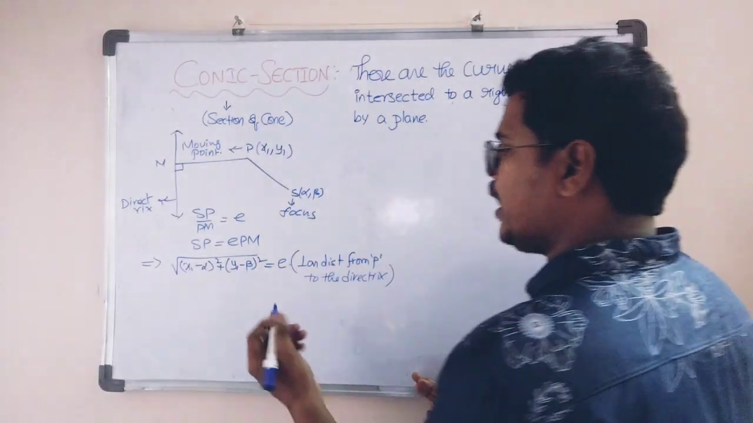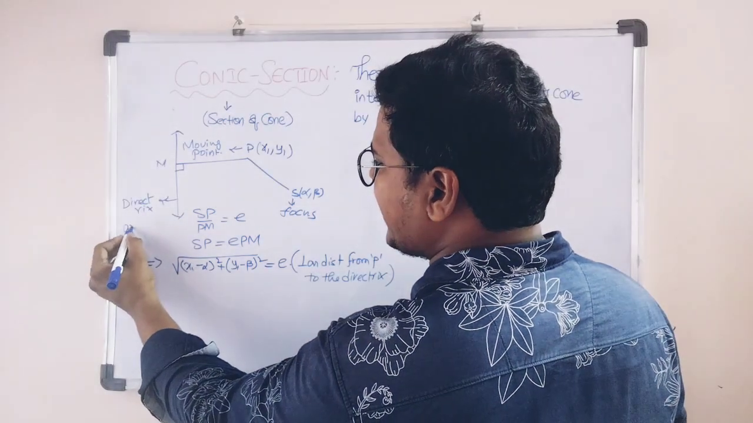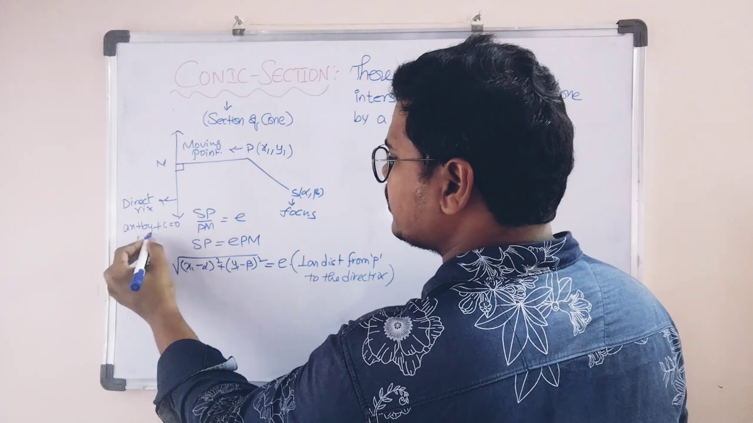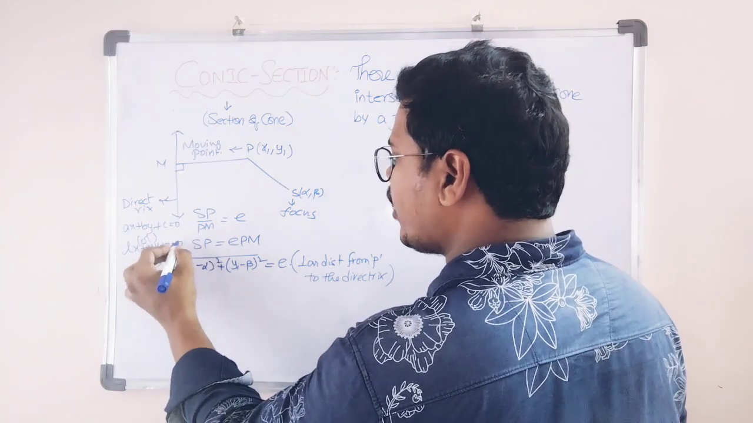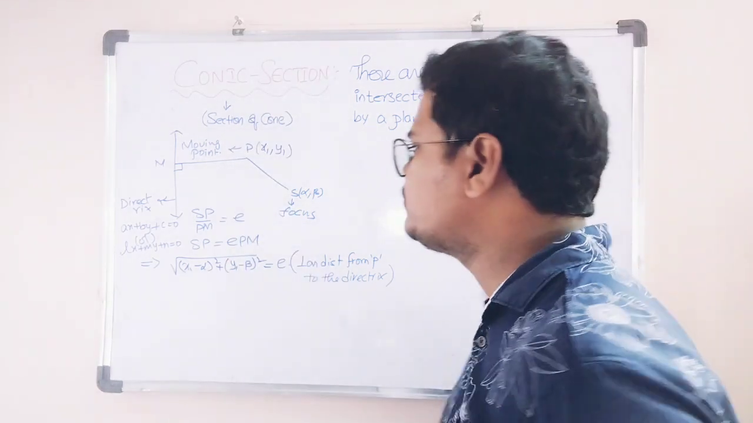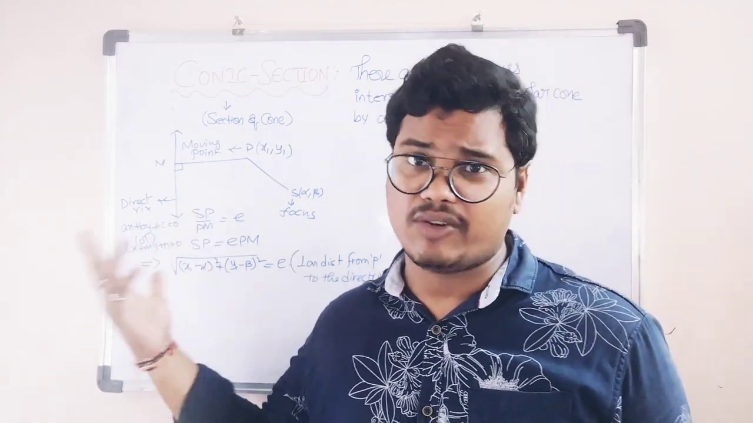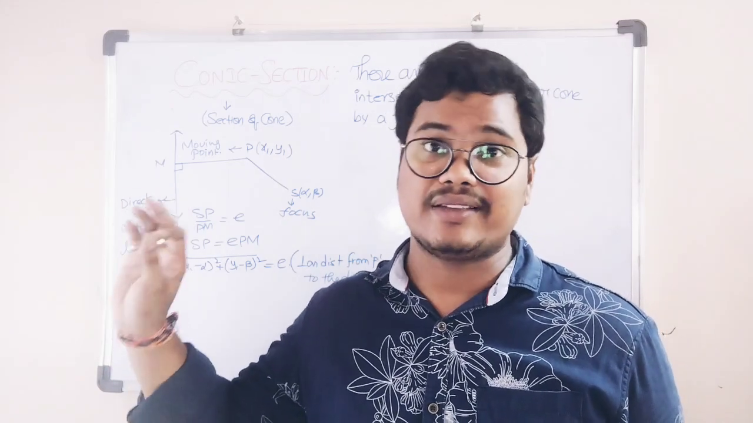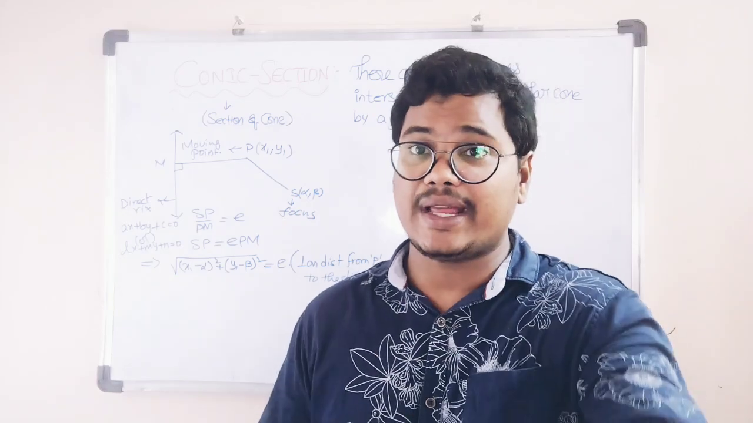Now see, I would like to treat the fixed line, the directrix, as ax plus by plus c equal to 0, or in general we can also write lx plus my plus n equal to 0. That is your wish completely. Hope you understand. Then let us move to the next level.